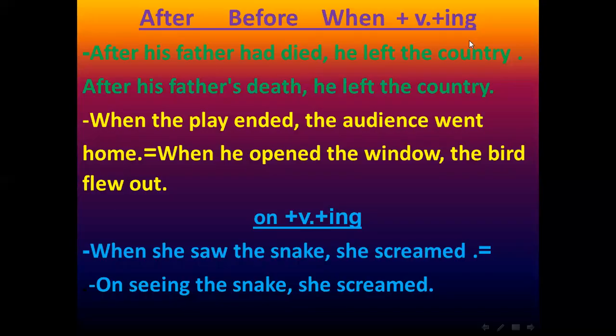After, before, when plus verb plus ing. After his father had died, he left the country. We can put a noun: after his father's death. Death is the noun of die. Die, يموت. Death, الموت. He left the country. When the play ended, the audience went home. When he opened the window, the bird flew out.